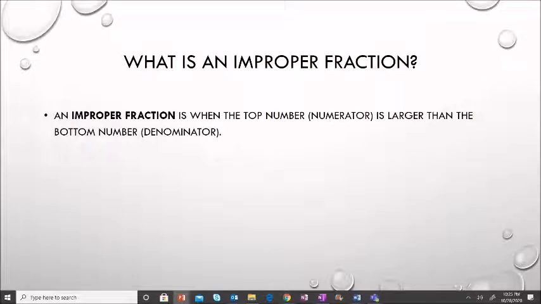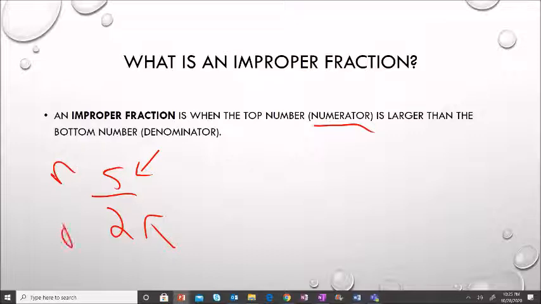What is an improper fraction? An improper fraction is when the top number, the numerator, is larger than the bottom number. So let's say 5 over 2. Here my numerator is higher than my denominator. This is my numerator, this is my denominator. Another example would be 3 over 2. Great example.